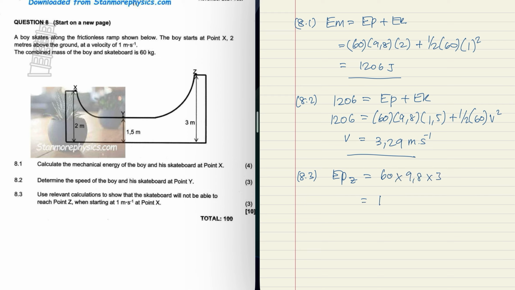1,764 joules. This value, the potential energy, is more than the mechanical energy that the boy actually has. So the potential energy needed, the 1764, is greater than the mechanical energy of the boy. So because of that reason, the boy is not going to reach that point.